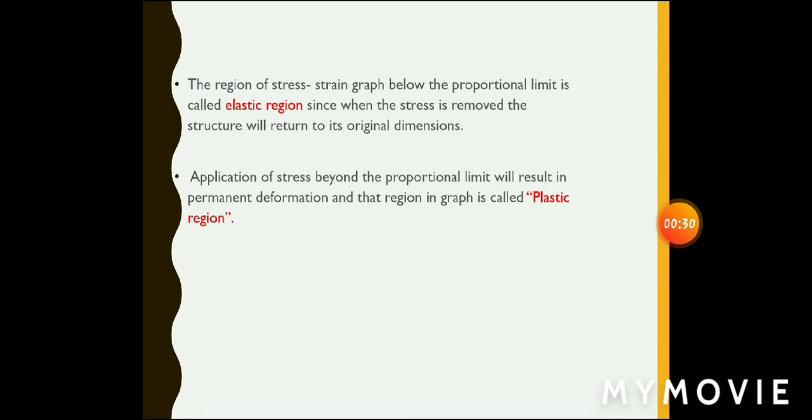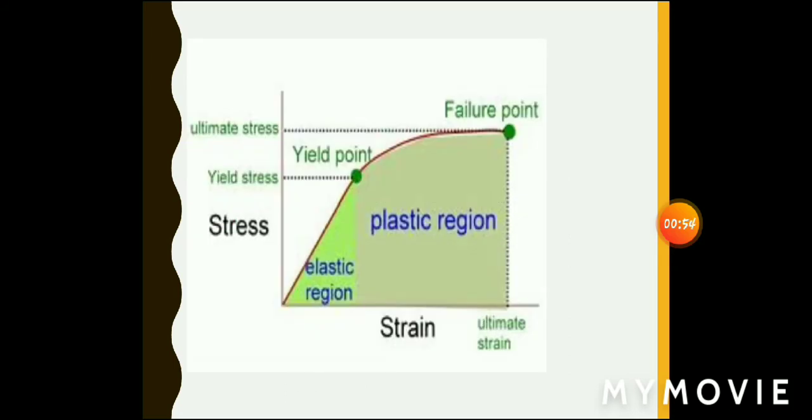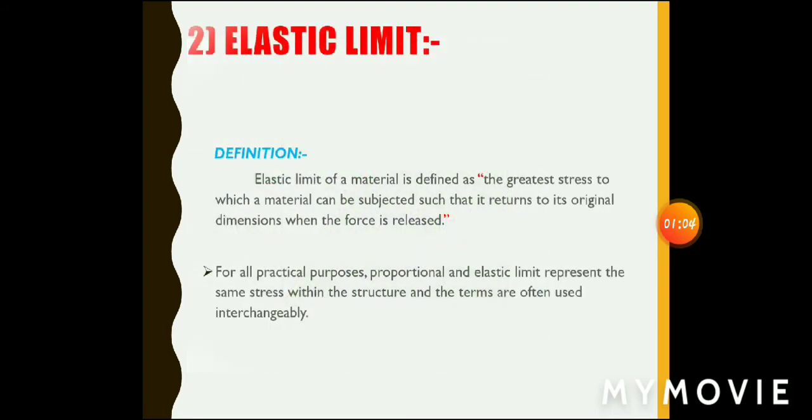The region of the stress strain graph below the proportional limit is called the elastic limit, since when the stress is removed, the material will return to its original dimension, and application beyond the proportional limit will result in permanent deformation, which is the plastic region. We already know this proportional limit, and I already told you that marking this as the yield stress point is wrong. That is the proportional limit, in the elastic region, before the plastic region.